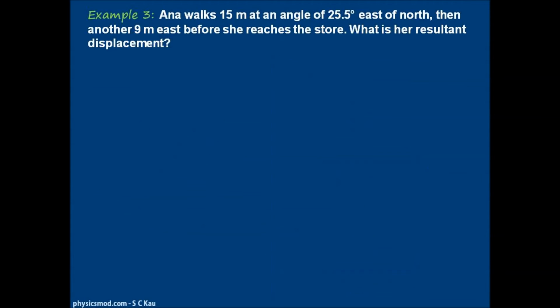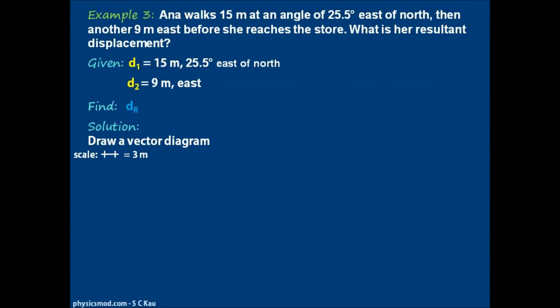Let's have our last example. Anna walks 15 meters at an angle of 25.5 degrees east of north, then another 9 meters east before she reaches the store. What is her resultant displacement? We are given displacements d1 and d2, and we will find dr. First, we draw a vector diagram and connect displacements d1 and d2, then draw dr.